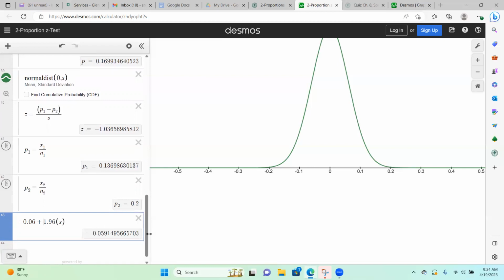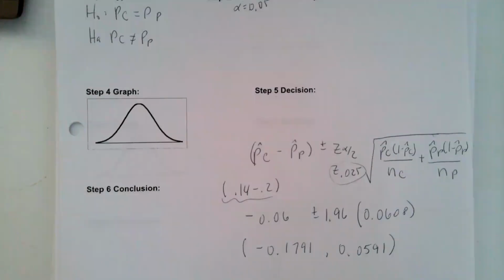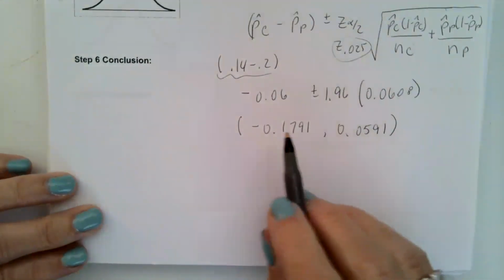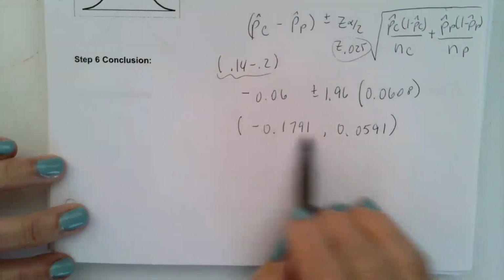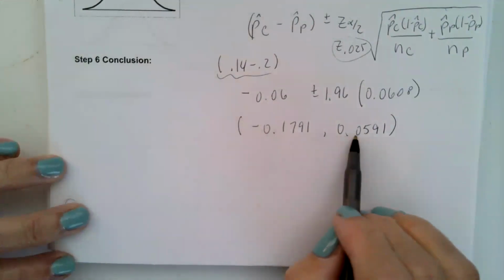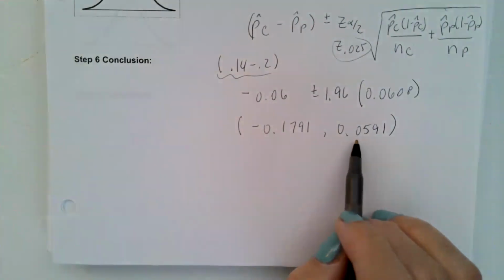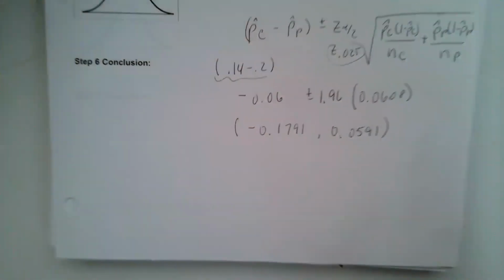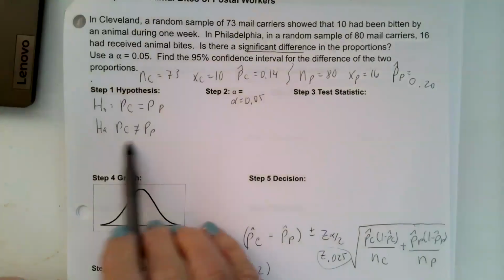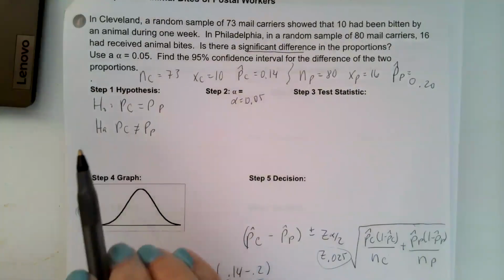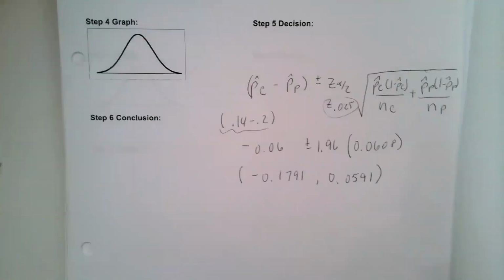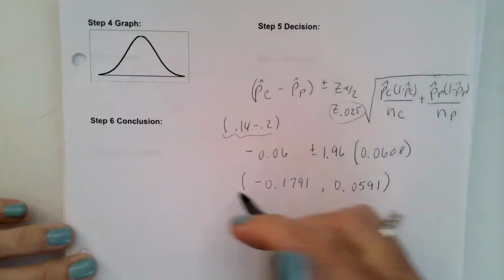Okay, so let's go back to our paper now that we have the confidence interval. So we're 95% confident that the true difference between Cleveland and Philadelphia is somewhere between this negative 18% and a positive 6% difference. Okay, so if we're testing to see if there is a difference at all, then 0 would not be in the confidence interval.